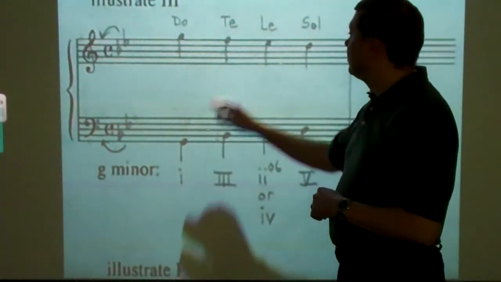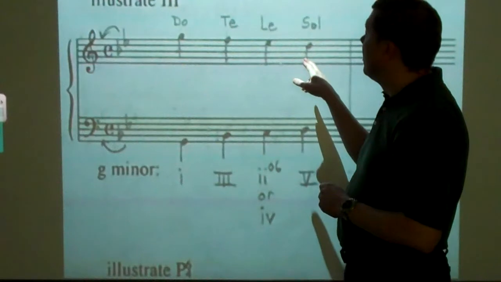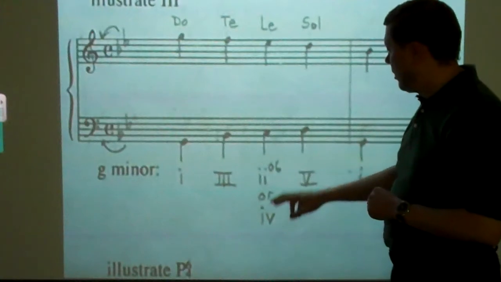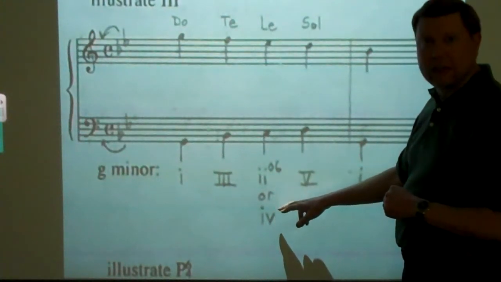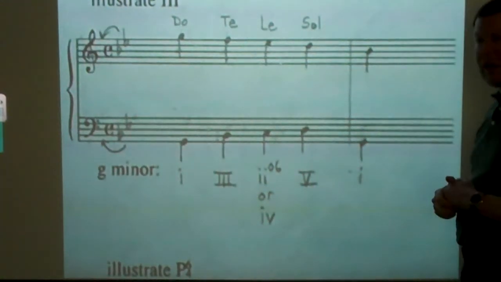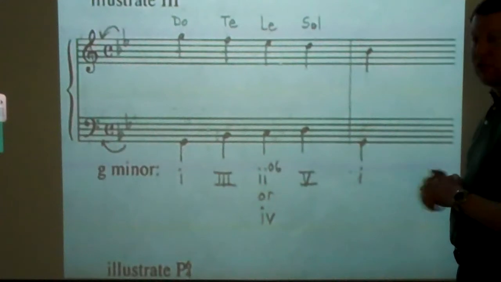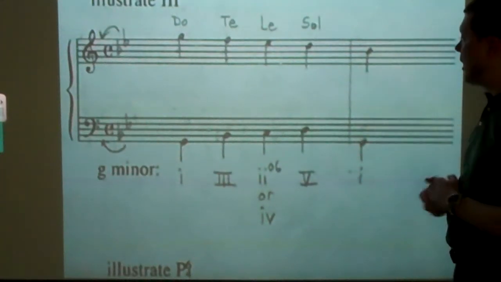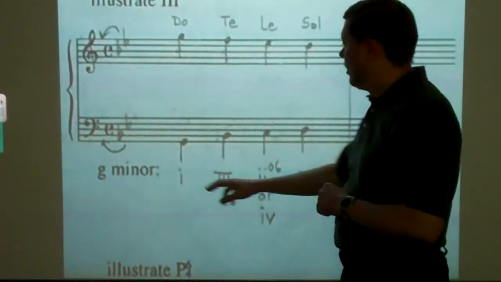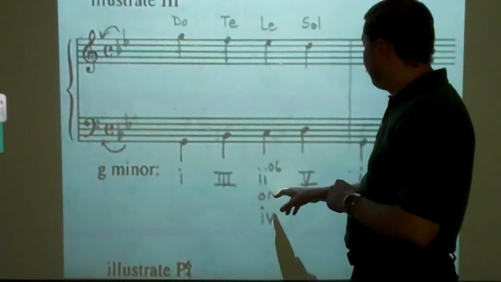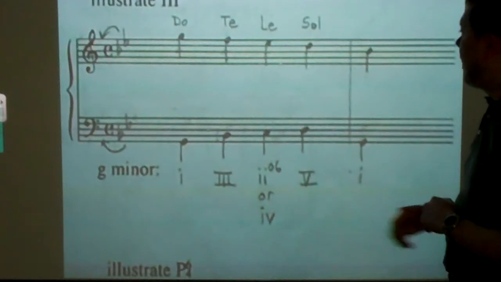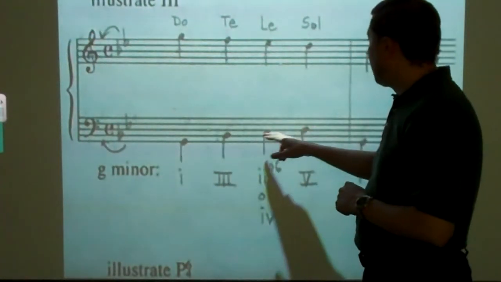Once again, the Roman numerals to harmonize these descending stepwise scale degrees would be minor 1, major 3 chord, either a 2 diminished 6 or a minor 4 would be fine, and then a 5 chord. And again, I just took my 5 chord to a tonic for an authentic cadence, but you don't necessarily have to do that if you want to end with a half cadence. So again, do, te, le, sol. The Roman numerals would be 1, 3, 4, or 2 diminished 6, and 5 in a minor key. Therefore, the bass line would be do, me, fa, sol.